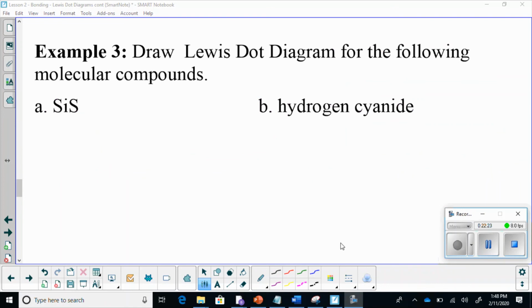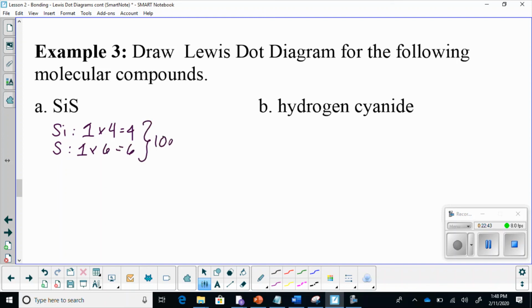First one. We have a silicon combined with sulfur. You're going to calculate your valence electrons. Silicon, we have 1 atom times 4 valence electrons. Sulfur, 1 times 6 equals 6, for a total of 10 electrons.